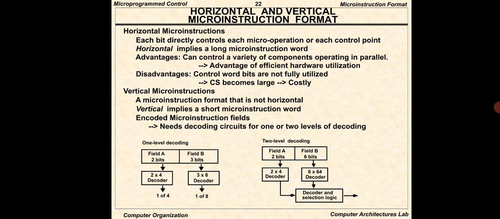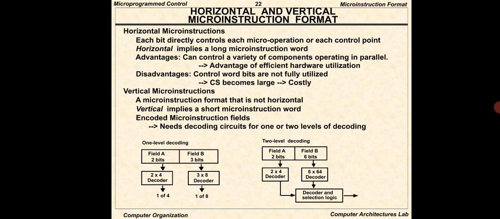When it comes to the vertical micro instruction, it doesn't mean that you are going to have a vertical format. It simply implies that we are going to reduce this micro instruction format. We are going to have a short micro instruction format, with two types of micro instruction fields: one level of decoding and two levels of decoding.